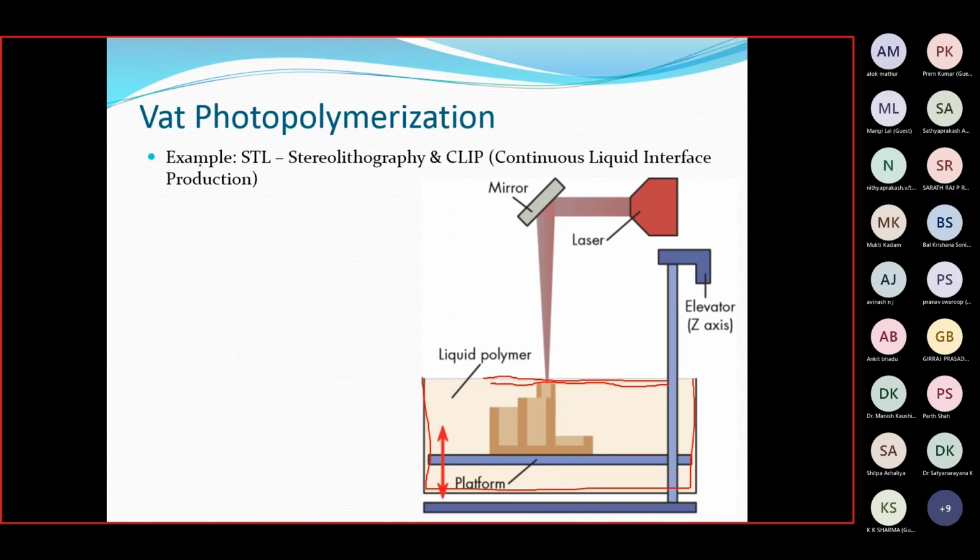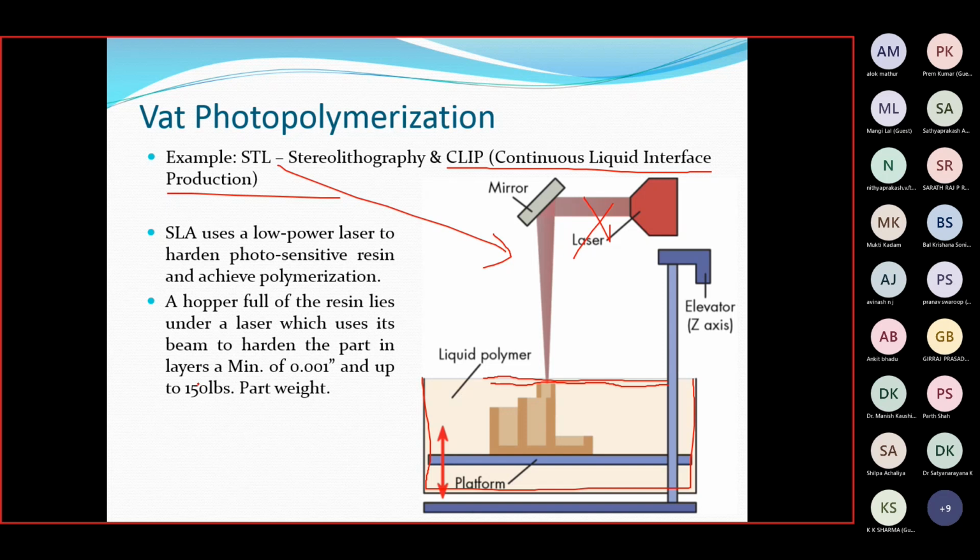So this image is from STL. When you discard this laser and use a digital light projector here, it is known as CLIP, continuous liquid interface production. So when you are using a laser, it comes under STL. When you remove the laser and use a digital light projector, that will be known as CLIP.